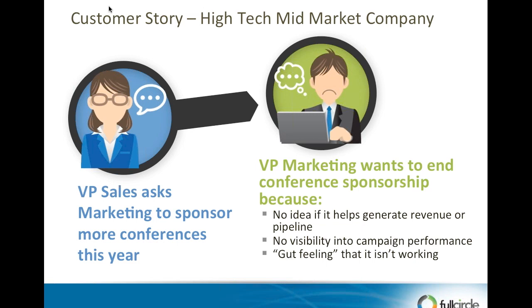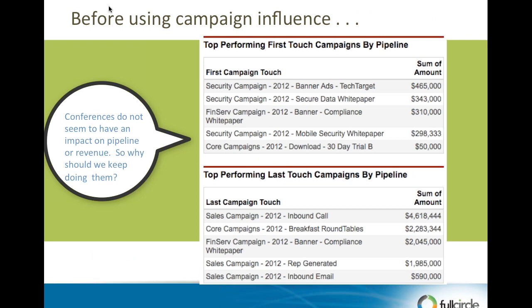Because he had no insight into how they performed on an individual level or in aggregate, he was ultimately really uncomfortable with acting on intuition and gut feel. And so, prior to using campaign influence from Full Circle, they were utilizing first or last touch attribution, which gave 0 credit to the trade show campaigns, because typically they were simply allocating credit to that first touch or that last touch and ignoring all the campaigns that occurred in the middle of the sales cycle.